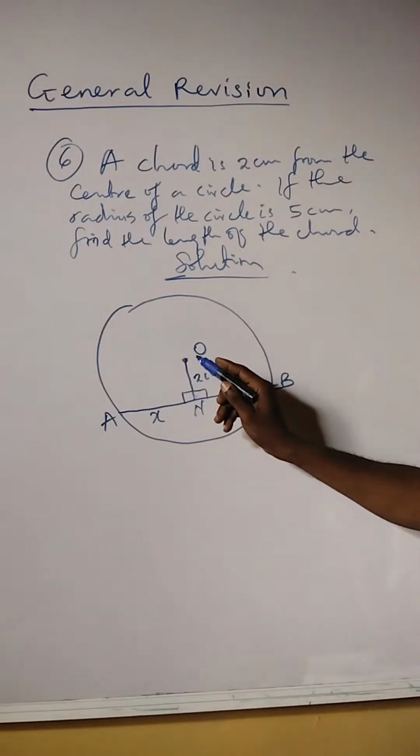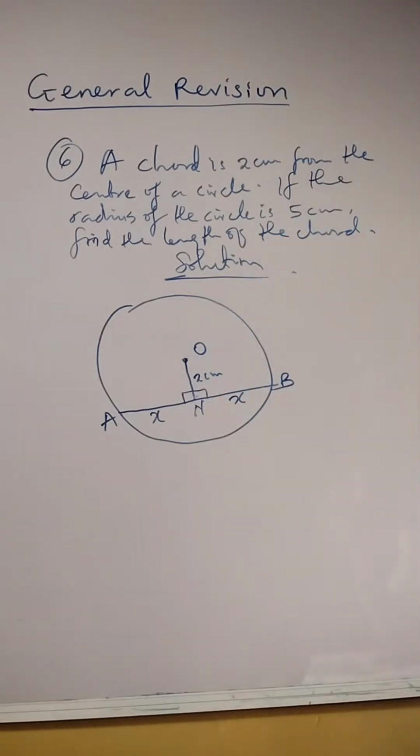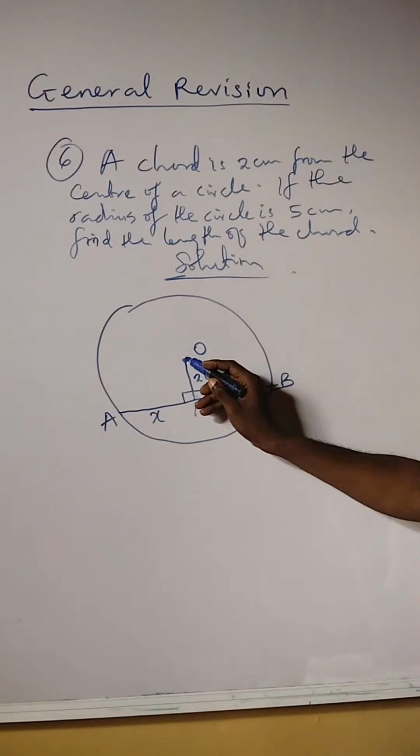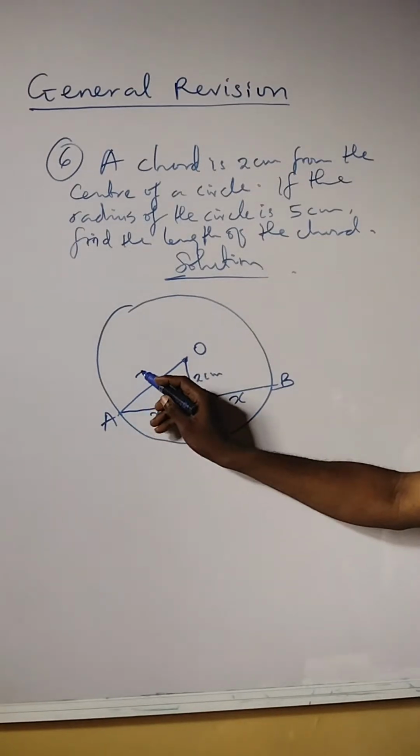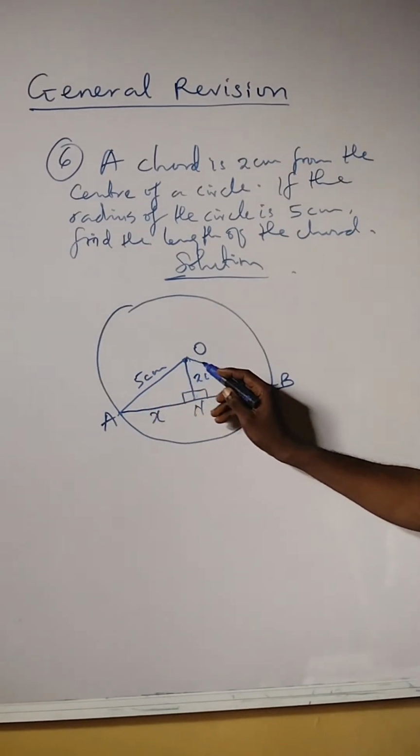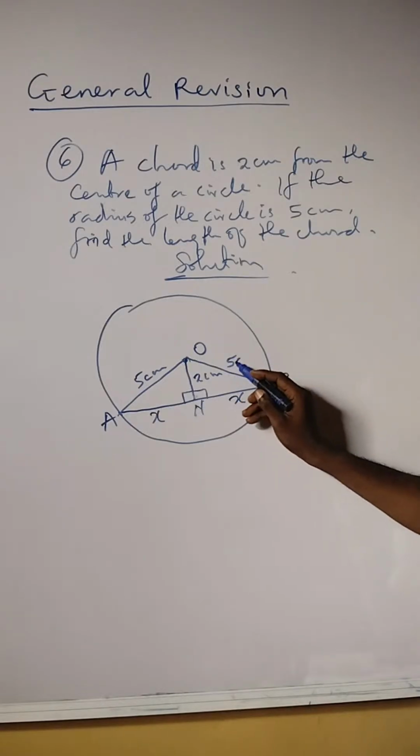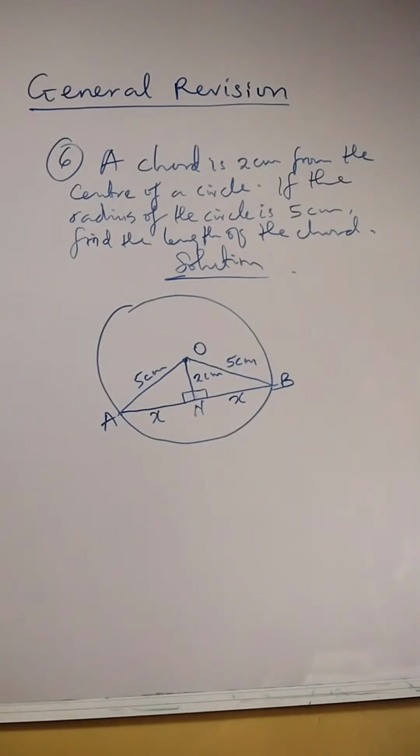Now we can say from this question that the radius of the circle is 5 centimeters. The radius is a line drawn from the center of the circle to the circumference. You draw this line here. This is 5 centimeters. You also draw this line here. This is also 5 centimeters. Now something interesting is here.